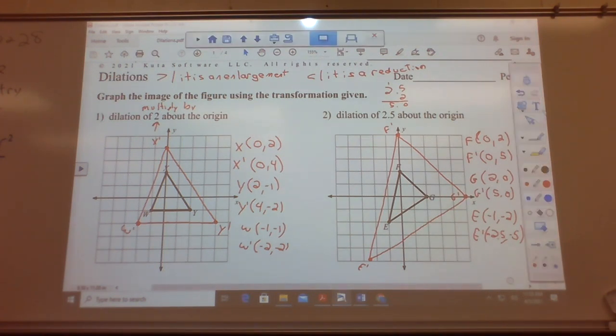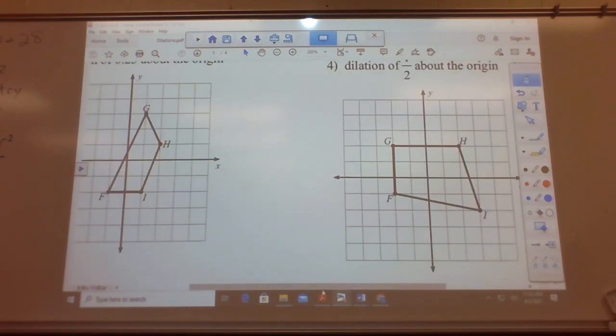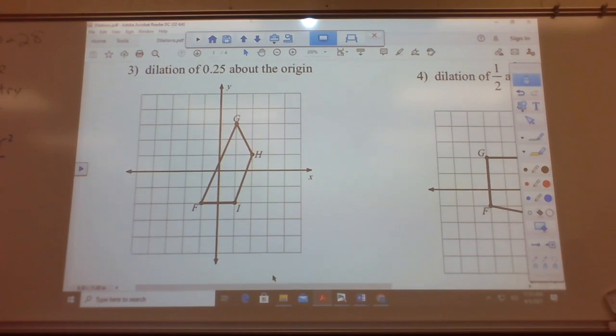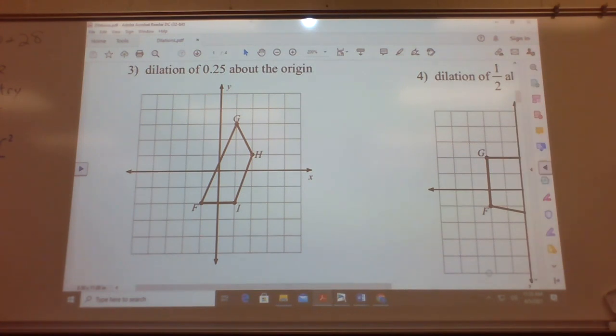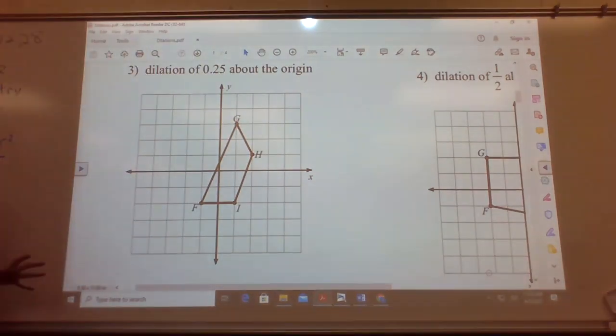All right, next one. Now the next one, I'm going to make my thing bigger. It's got a dilation factor of 0.25, so it's a little bit tricky to get it graphed in here just because it gets so small. So, same as we did before, we got to find our coordinates.